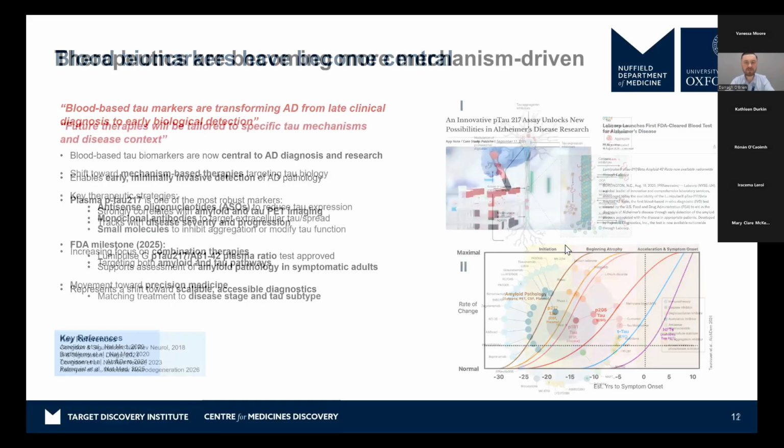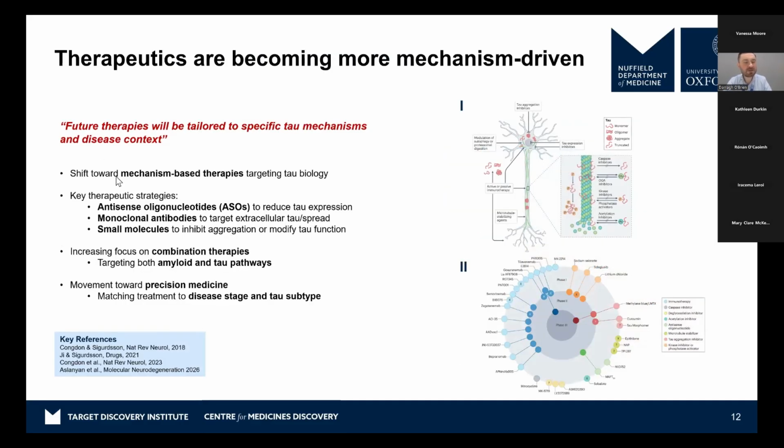And finally, therapeutic approaches. So these have been touched on by Irasima. But focusing on just tauopathies, they're increasingly shifting towards targeting the underlying biology rather than just treating the symptoms alone. So there's several strategies in the tau field. One of the major strategies involves antisense oligonucleotides. So these aim to reduce tau expression at the mRNA level.